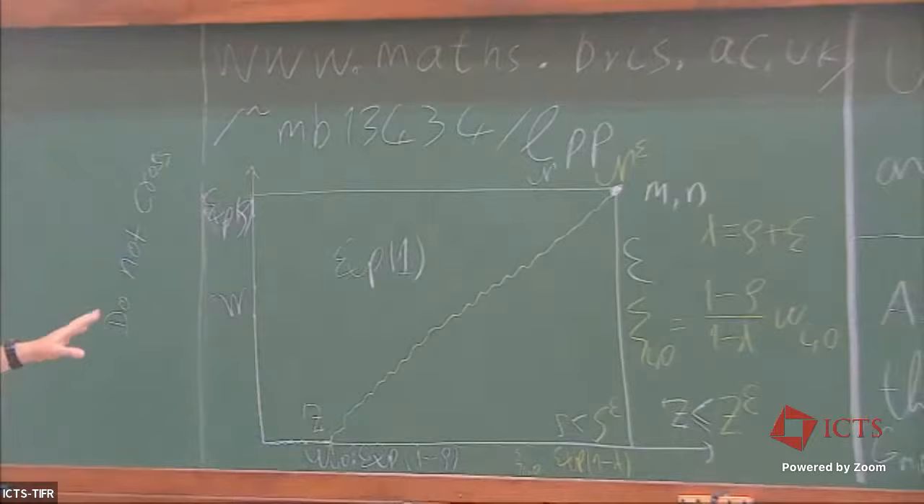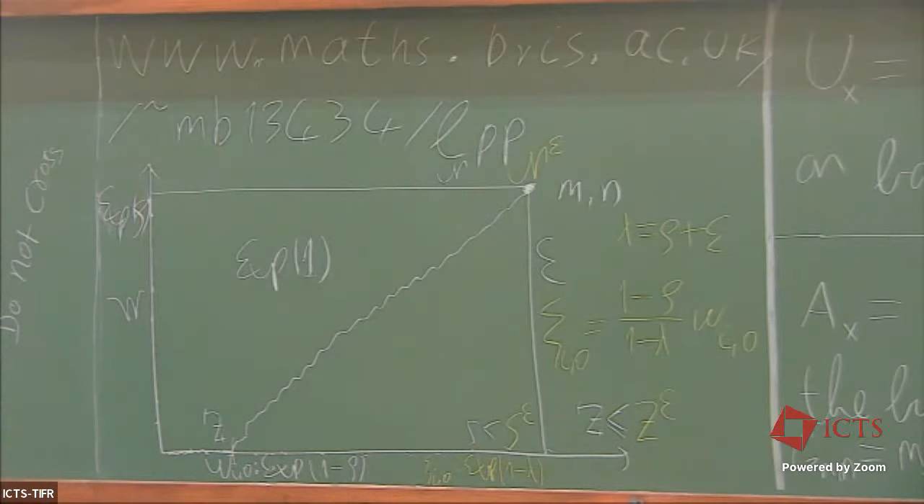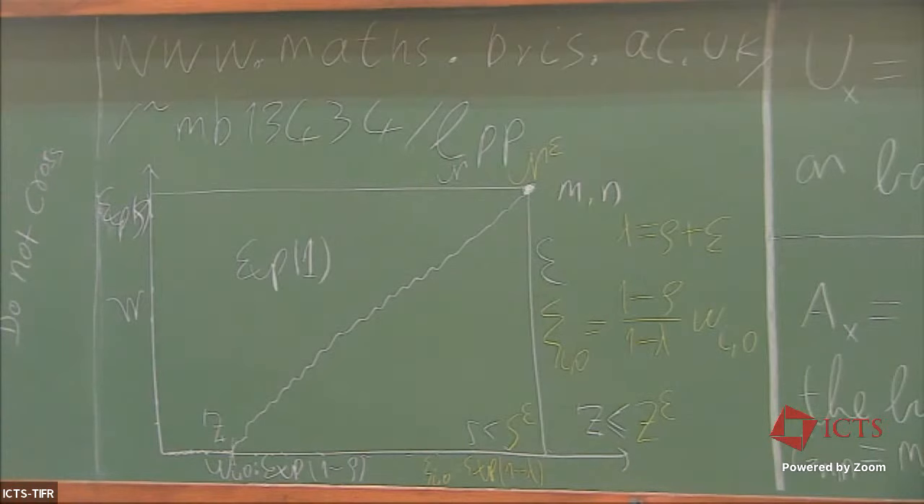On the vertical boundary, we have exponential rho weights. On the horizontal boundary, we have exponential one minus rho weights. In the bulk, we have exponential one, and everything is fully independent. These are the weights. We're looking at a point (m, n), and we want to find the last passage time from the origin to that point. So this is the origin.